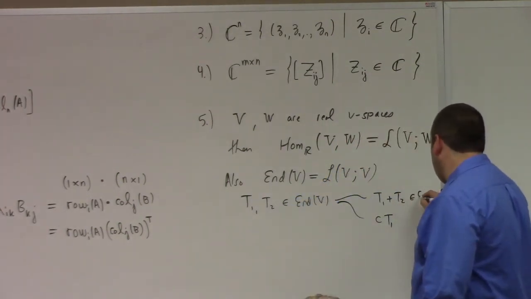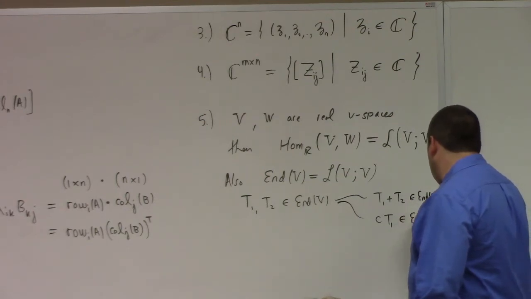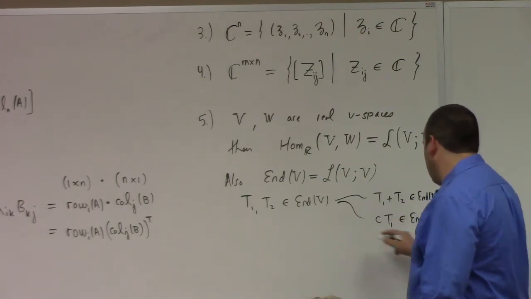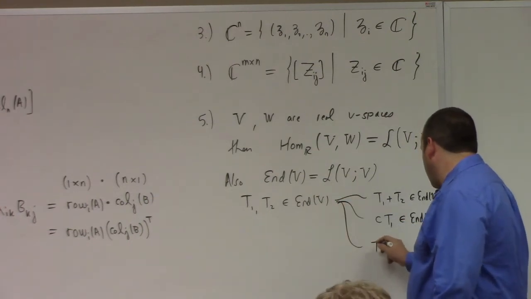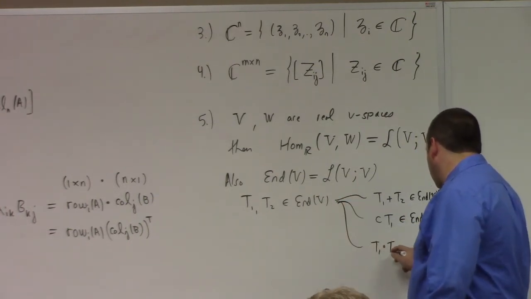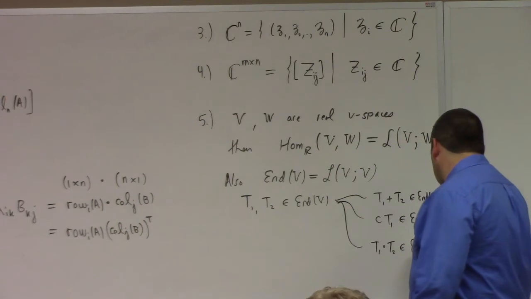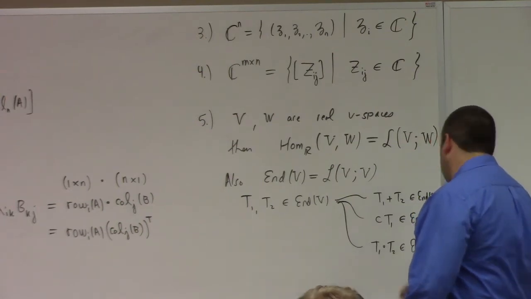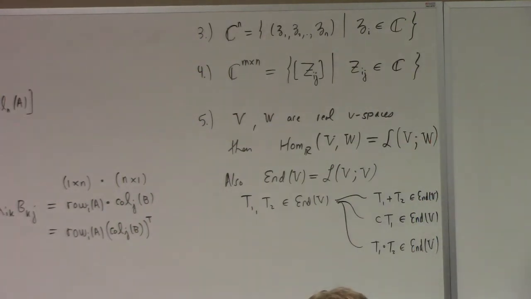The sum of linear transformations is a linear transformation. The scalar multiple of a linear transformation is a linear transformation. But one more thing, the composite of linear transformations is a linear transformation. So this together makes the set of endomorphisms special. In fact, it has what's called an algebraic structure. It's a vector space together with a multiplication. So just a little terminology.